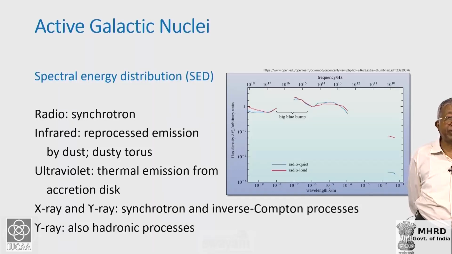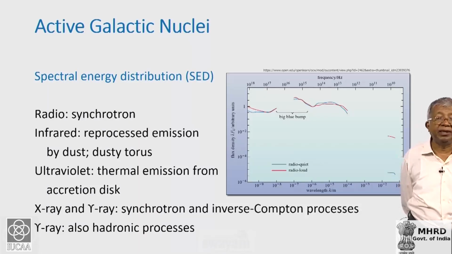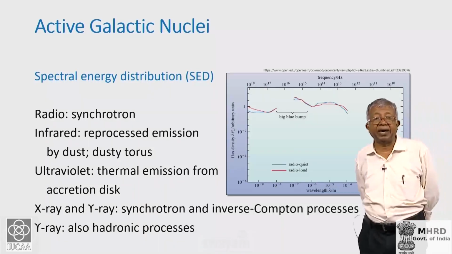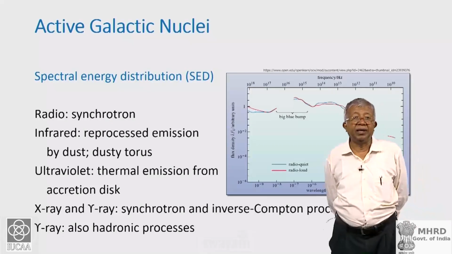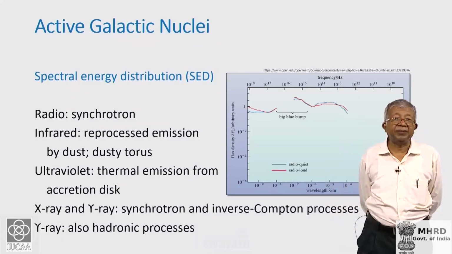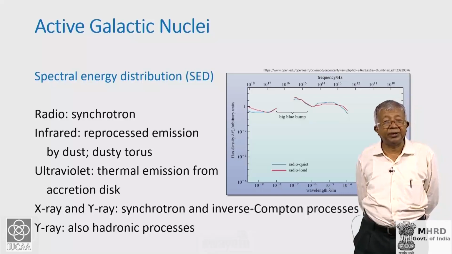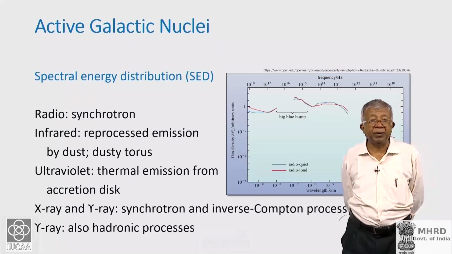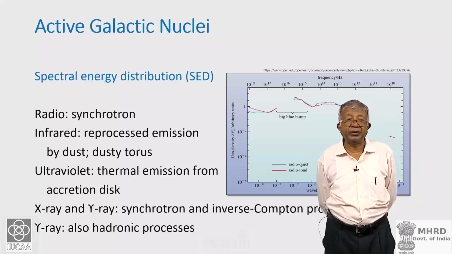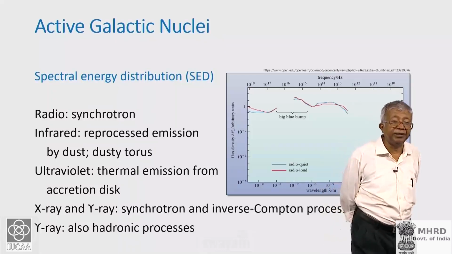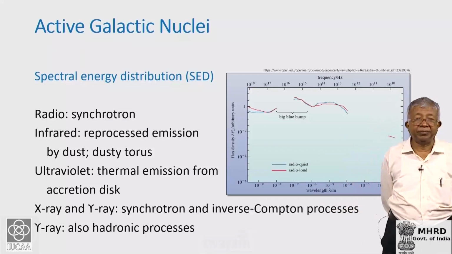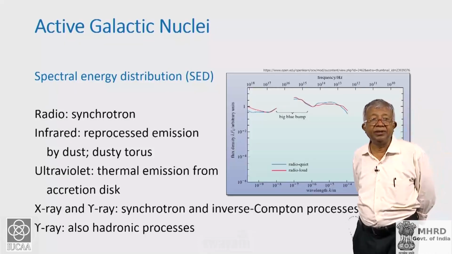Infrared emission is reprocessed emission by dust, which could be dust reprocessed by stars as well as dust reprocessing the AGN emission. Ultraviolet emission is thermal emission from an accretion disk around a supermassive black hole. In X-rays and gamma rays, both synchrotron and inverse Compton processes could play a role. In gamma rays, also hadronic processes, very high energy protons, could play a role in the emission.